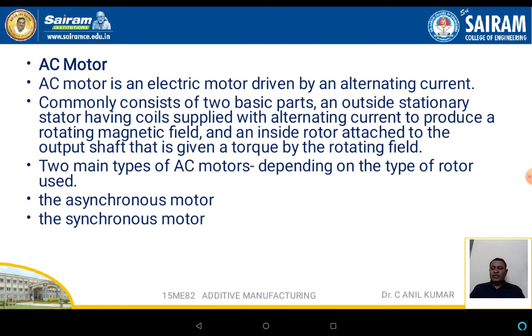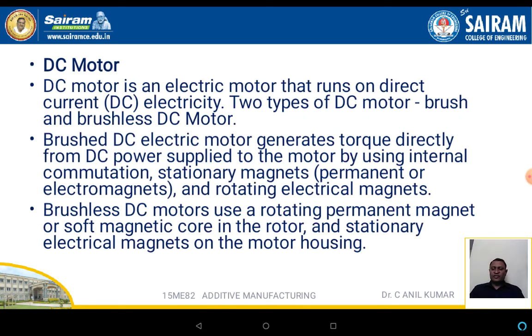Now, AC motors. An AC motor is an electric motor driven by an alternating current. It commonly consists of two basic parts: an outside stationary stator having a coil supplied with alternating current to produce a rotating magnetic field, and an inside rotor attached to the output shaft that is given a torque by the rotating field. The two main types of AC motors, depending on the type of the rotor, are synchronous motors as well as asynchronous motors.